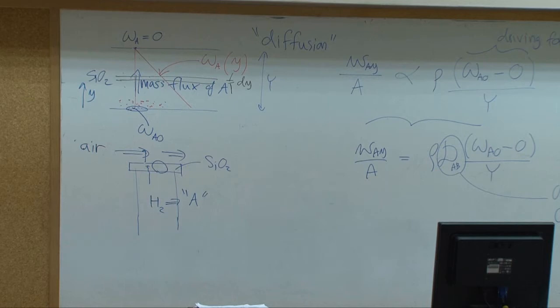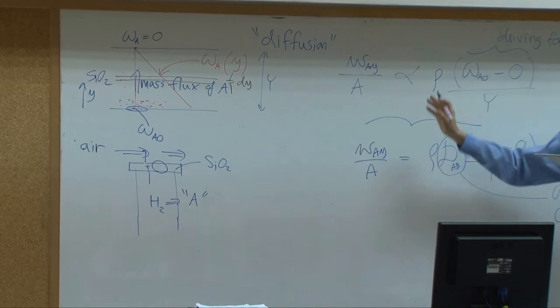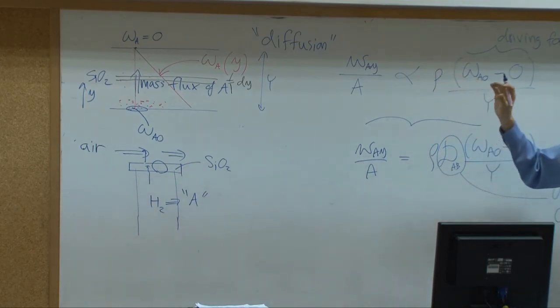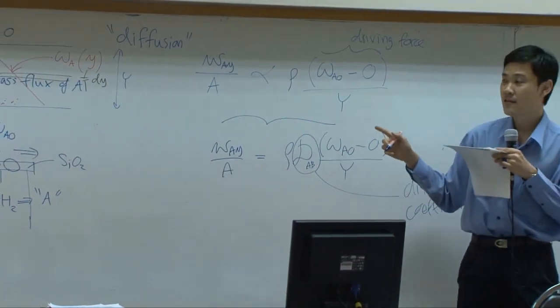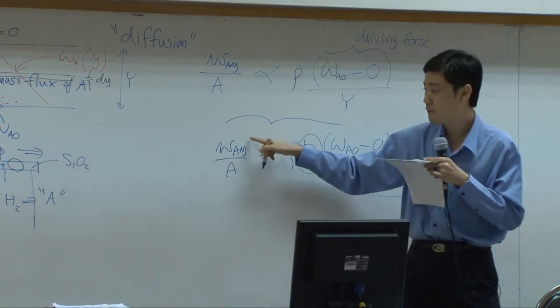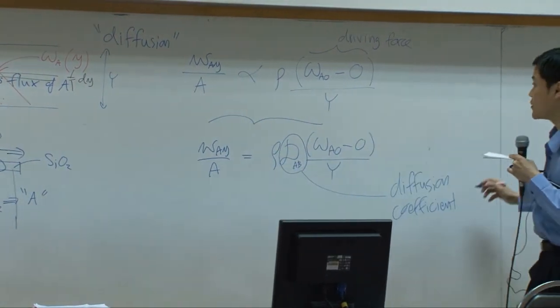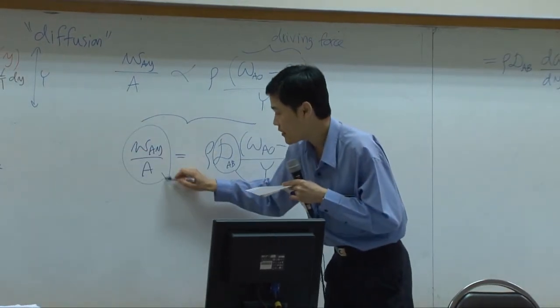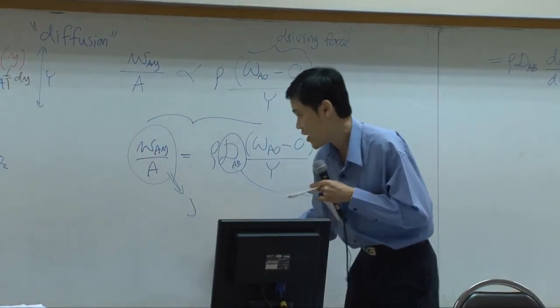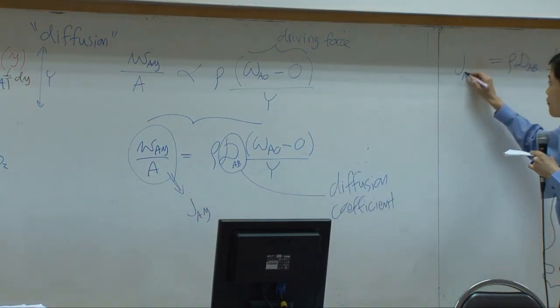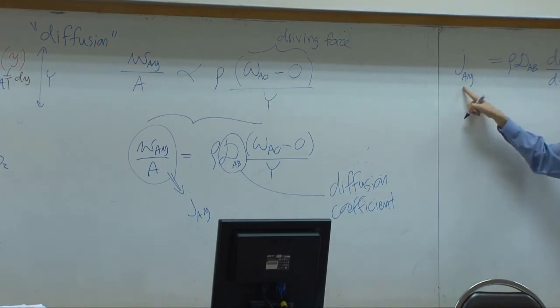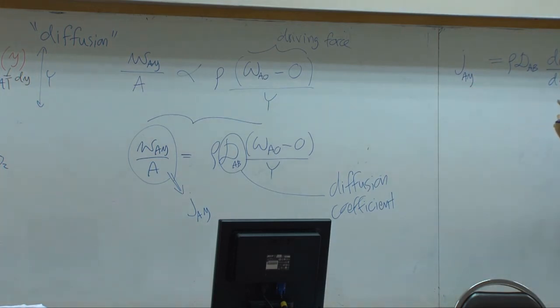Okay? On the left-hand side, if you shrink the system down to be very, very small, the flux turns into another number. You may express the flux, instead of flow divided by area, with another term. We define a new term here called J_A. So J_A is the flux of A, the mass flux of A, in the y direction.